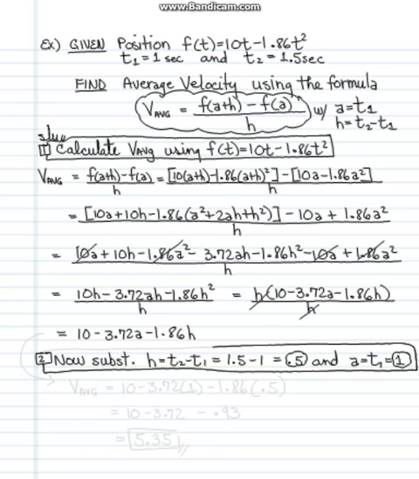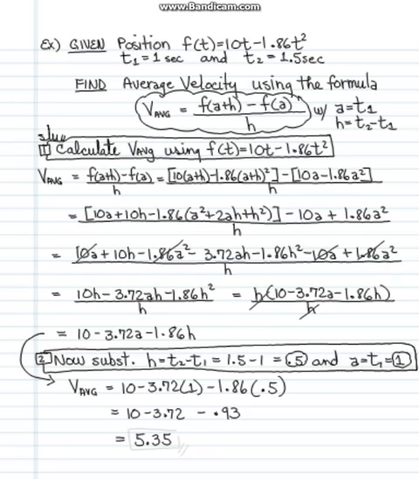Okay, take our v average, the simplified form, which was equal to 10 minus 3.72 times a, but replace a with 1, minus 1.86h, but replace h with 0.5. Simplify, you get 10 minus 3.72 minus 0.93, which gives you 5.35, which is precisely the answer you got in video 33a when you used a different formula. So this one works just as well, maybe a little bit harder to get it, but it's the same answer.